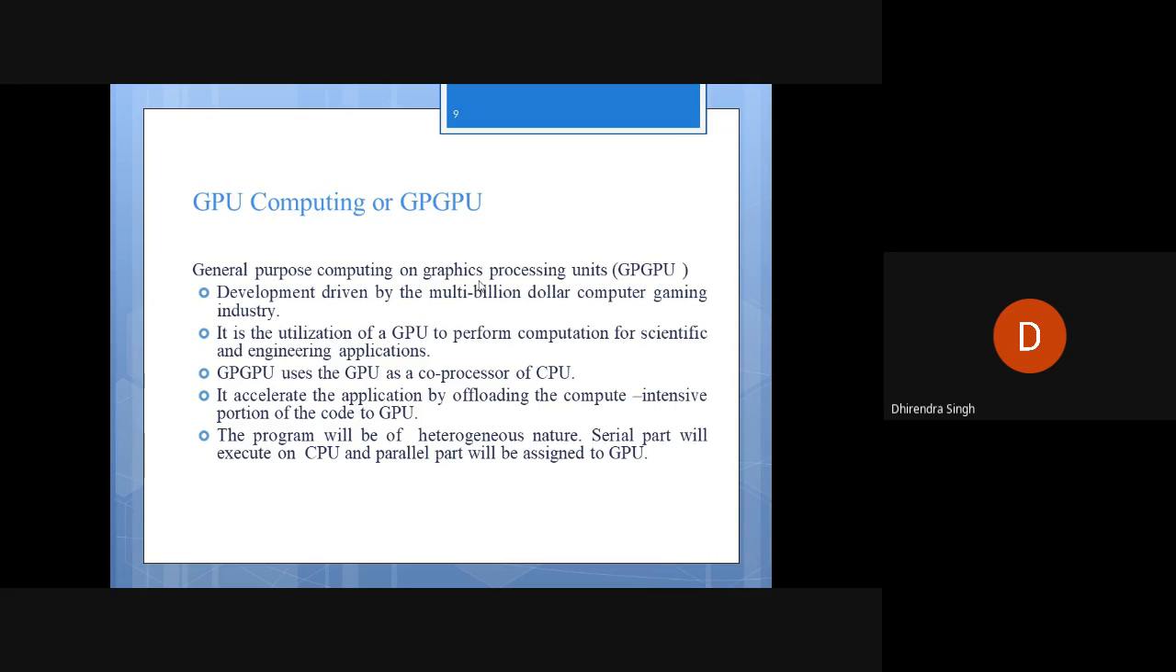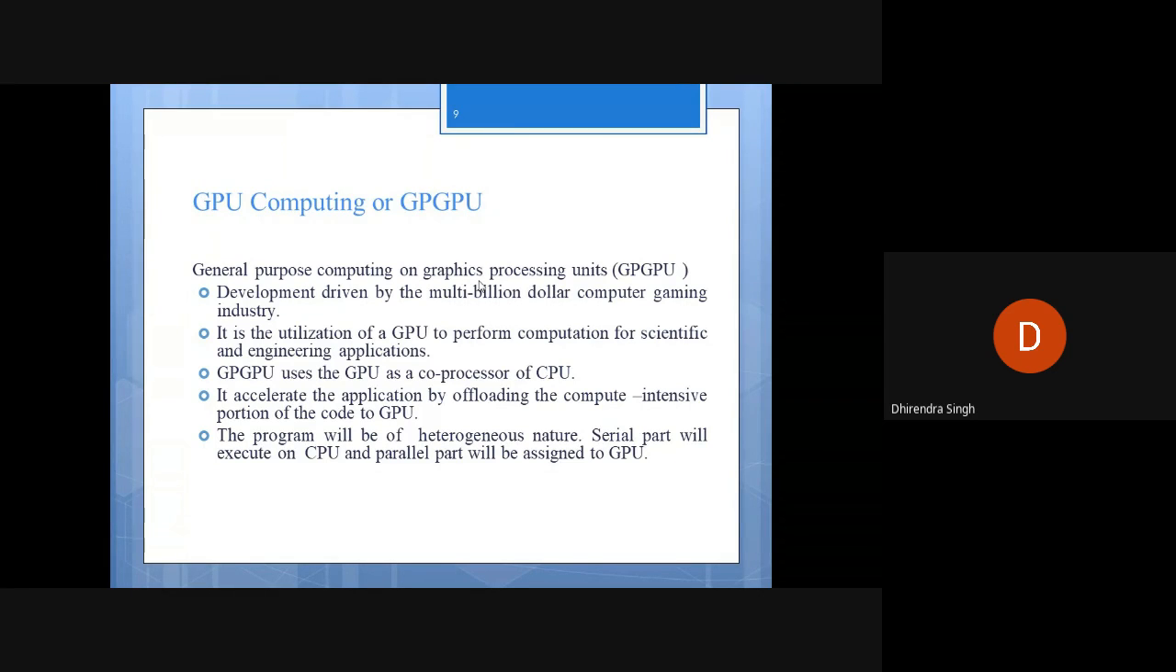Okay, so whatever program we wrote here, that program will be heterogeneous in nature. What is the meaning of heterogeneous in nature? It means that the program will have a serial part, and it will have a parallel part as well. The serial part is going to get executed on the CPU side, and the parallel part will get executed on the GPU.